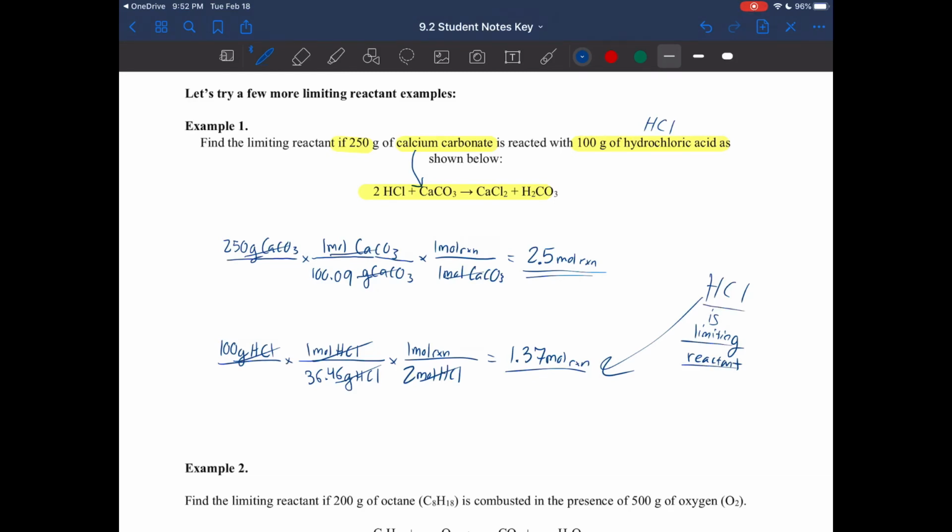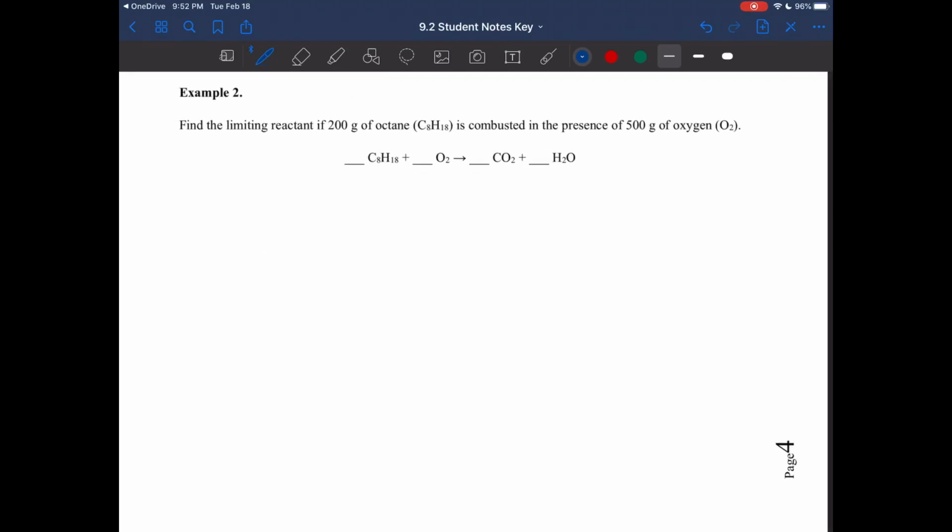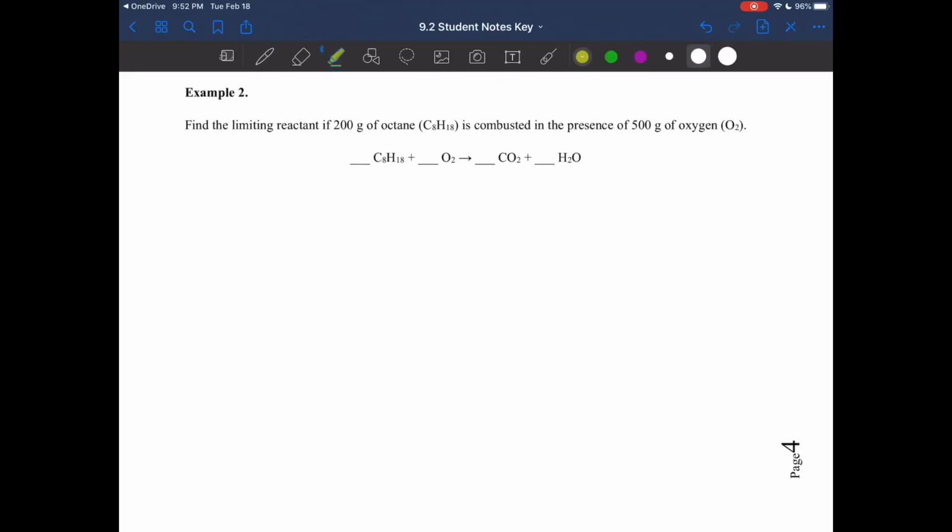Okay, second example. Find the limiting reactant if 200 grams of octane is combusted in the presence of 500 grams of oxygen. Okay, 200 grams of octane with 500 grams of oxygen. And oh no, we have to balance this first. So let's go ahead and try that out, balancing this, of course.